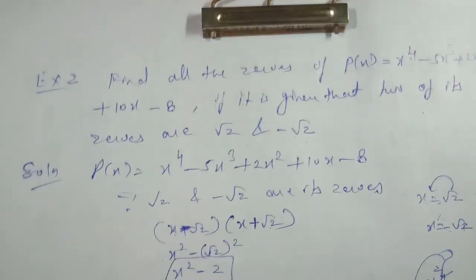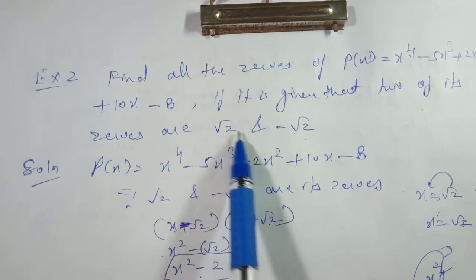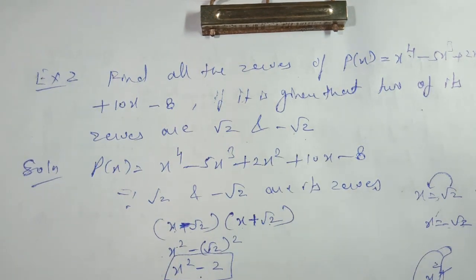So at the last we have to write all the zeros, the ones which are given and the ones which we have just found out. So this way we can find the other zeros.